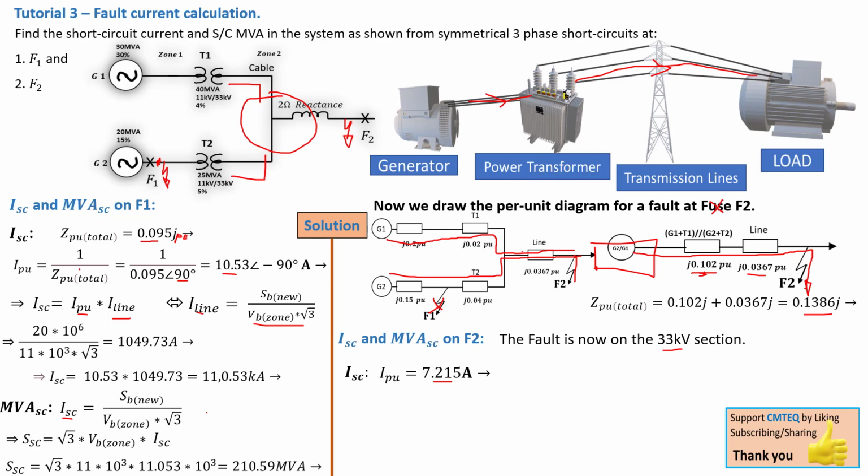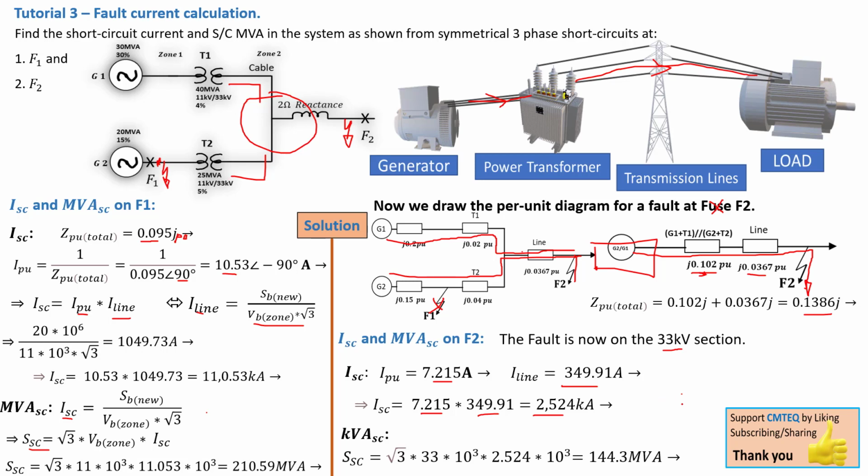From there, your I per unit is going to be 7.215 amps, using this formula: I per unit is 1 over Z per unit. Your I line, using this formula with the VB zone of 33 kilovolt, you're going to find 349.91 amps. Then you can calculate your I short circuit current by multiplying I per unit times I line, and you find a current of 2.524 kiloamps available at that point, on F2. Then you just reuse this formula for the I short circuit current to deduce the MVA short circuit at that point F2, and that is going to give you a value of 144.3 megavolt ampere.